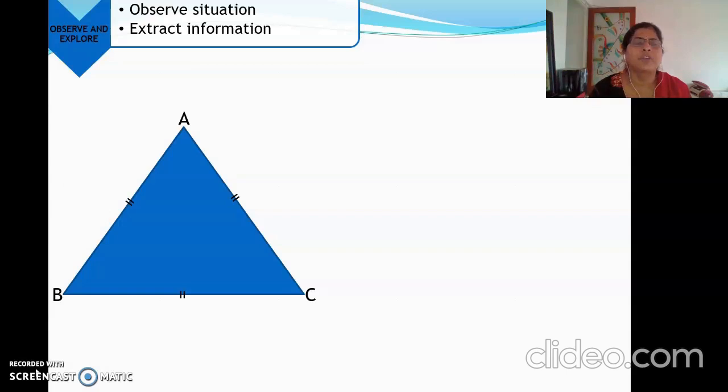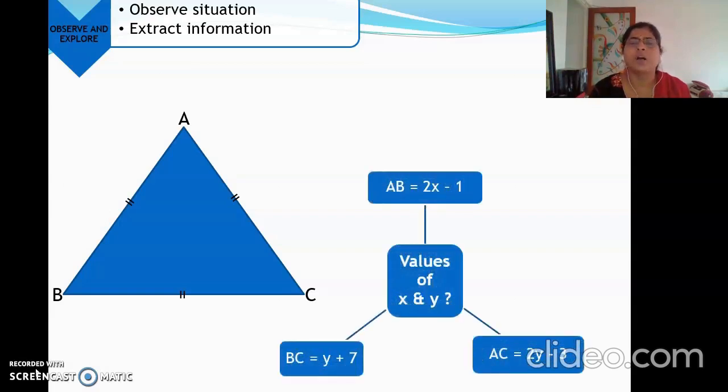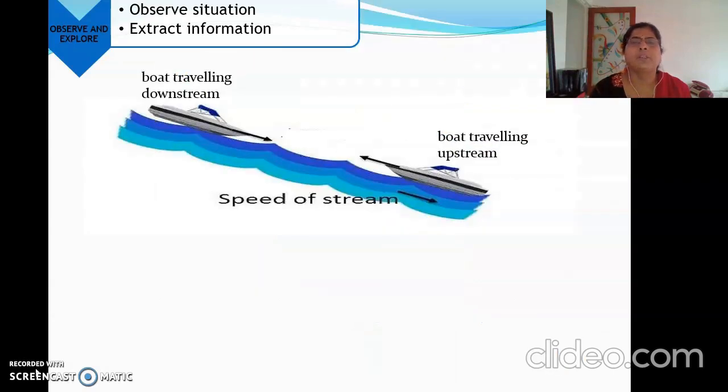Oh, this is the figure of an equilateral triangle. What is the value of x and y? If AB is given as 2x - 1, BC is y + 7, and AC is 2y - 3.